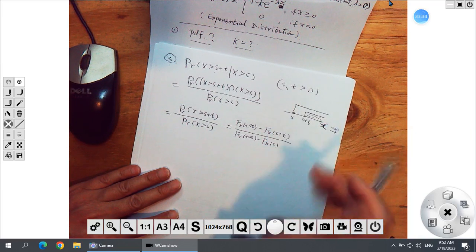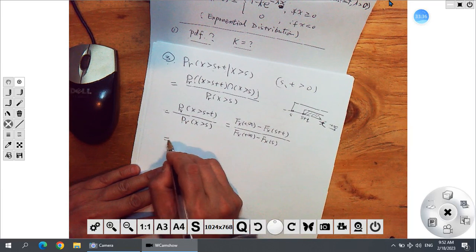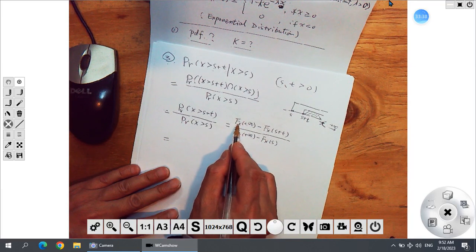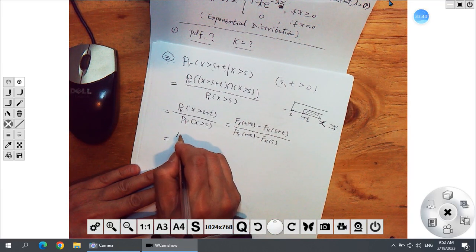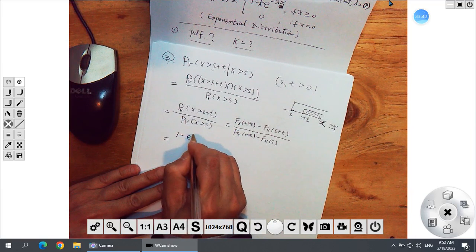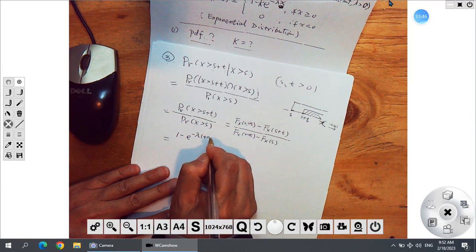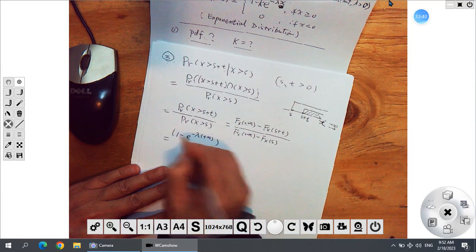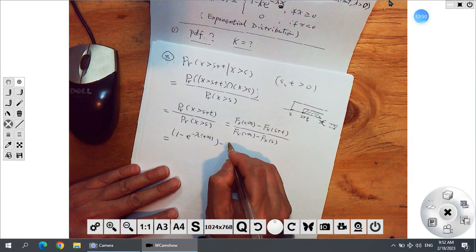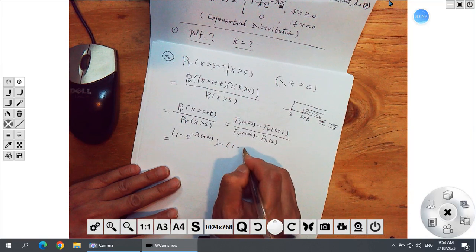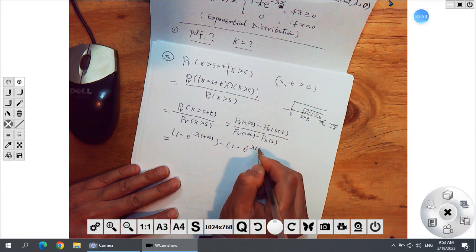Then just plug in what F_X is: 1 minus e to the negative lambda times x. Now this is positive infinity, this is the first one. And the second one is 1 minus e to the negative lambda times, here it's s plus t.